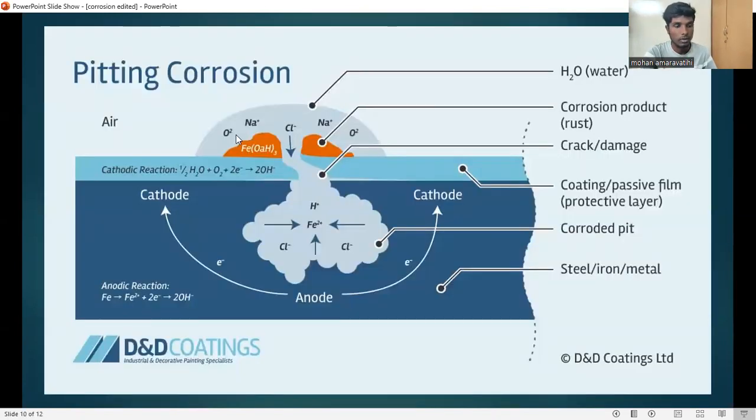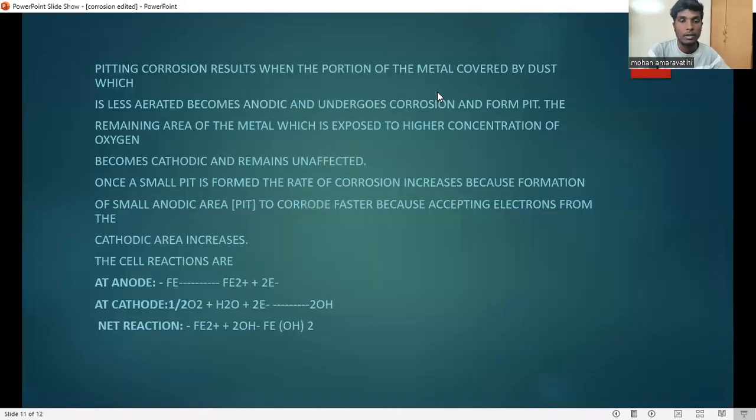This is pitting corrosion, and this is the anodic reaction. O2 and NaCl plus H2O give the anodic reaction, and this is all mixed together. The corrosion product is rust. The crack damages the coating and passive film protecting the steel, iron, or metal, and this gives pitting corrosion.